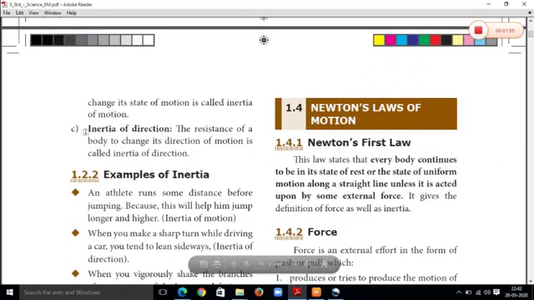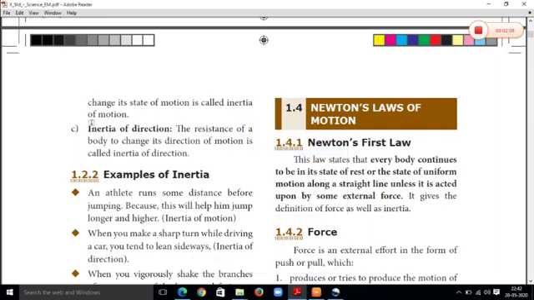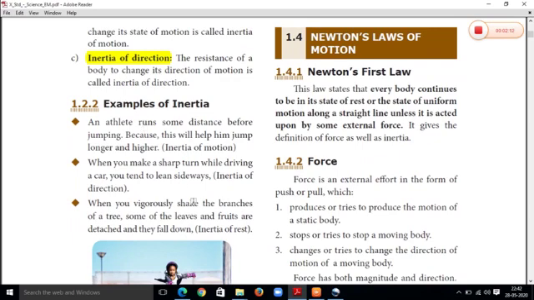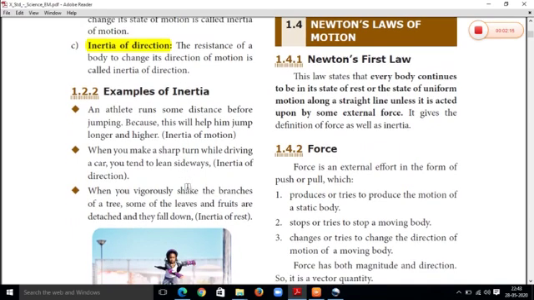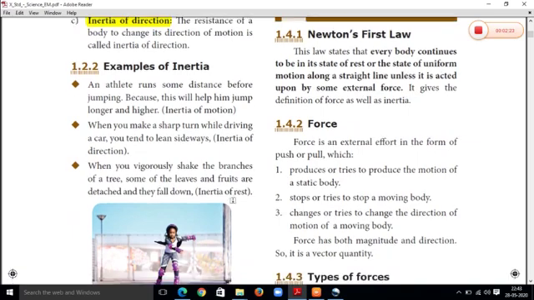Now, examples of inertia. An athlete runs some distance before jumping. This helps him jump longer and higher. This is inertia of motion. When you make a sharp turn while driving a car, you tend to lean sideways. This is inertia of direction. When you shake the branches of a tree, some of the leaves and fruits are detached and they fall down. This is inertia of rest.